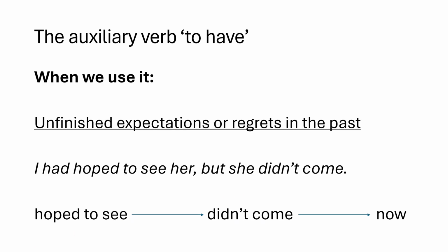We use the past perfect to show that the speaker expected something to happen, but it did not happen. For example, I had hoped to see her, but she didn't come. This timeline shows how, in the past, the speaker hoped to see someone. Then, it didn't happen.